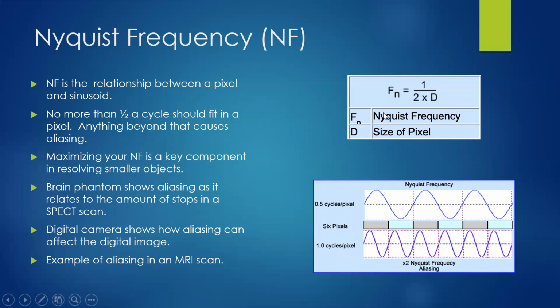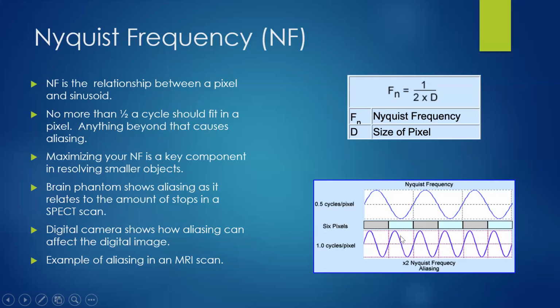So coming back over here, here's the formula for Nyquist frequency. Notice that no more than 1/2 oscillations can fit in any one pixel. Anything beyond that causes aliasing. So maximizing your Nyquist frequency, you can maximize your ability to resolve your smaller objects based on that imaging system. So we come over here and we look at this data. Here is maximization of Nyquist frequency. 1/2 of a cycle, the other half of the cycle, half of the cycle, half of the cycle. And down here we have pixel, pixel, pixel, pixel.